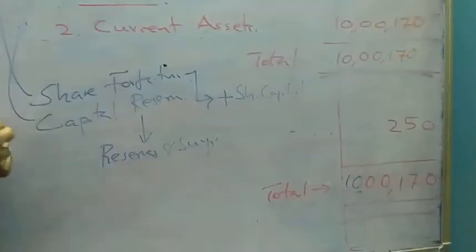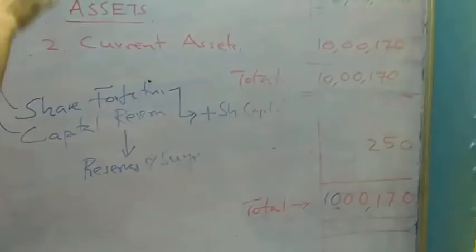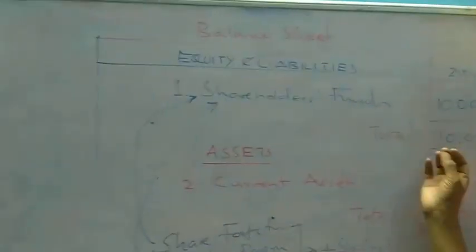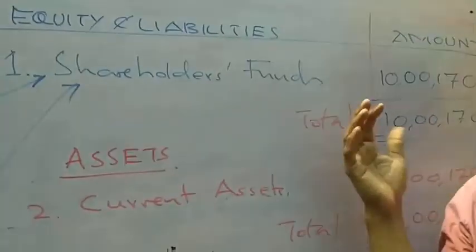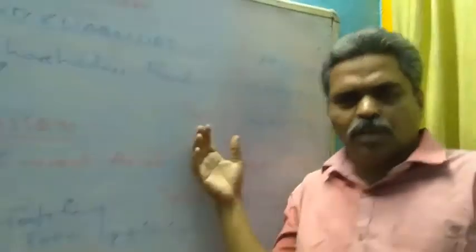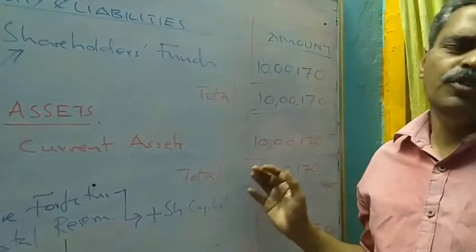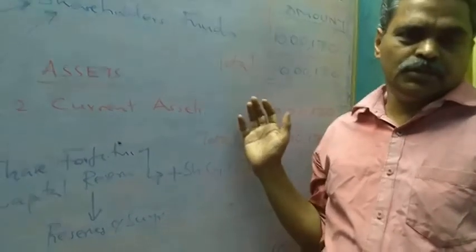So what we have done is that 3 entries you pass for forfeiture and reissue. Then we prepare the notes to accounts. And finally we prepare the balance sheet. So the same question is done on the website. Go through it. In addition to that, I have already given one more illustration. One more question I have done for you. Same method, same topic. Then I have given 5 questions for your practice.